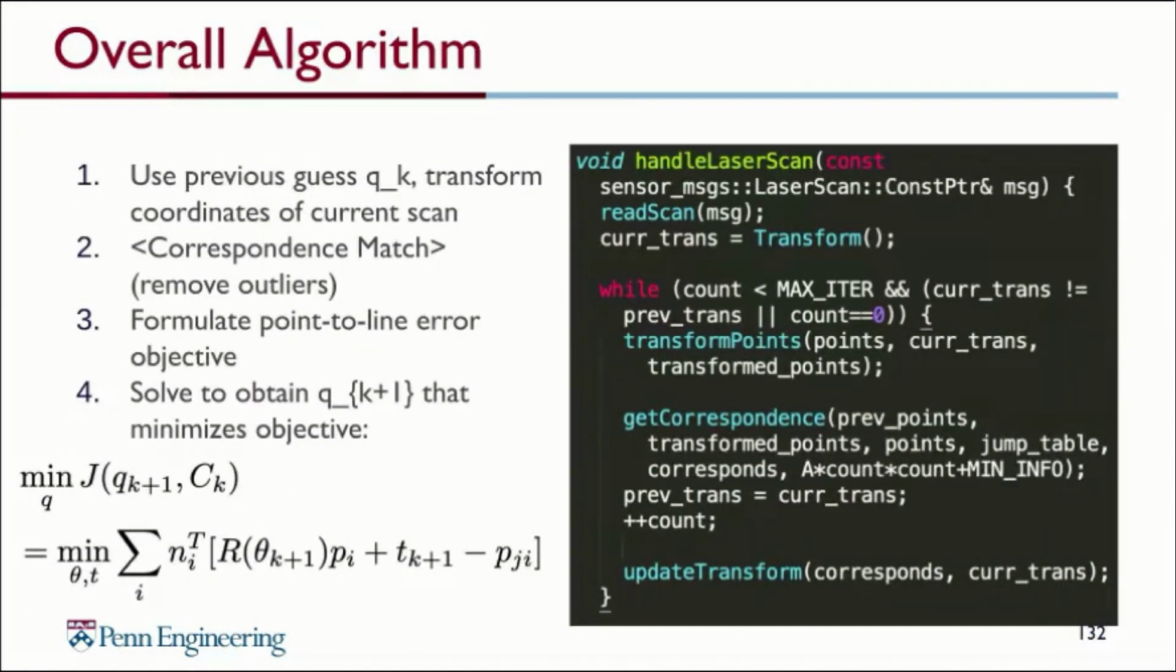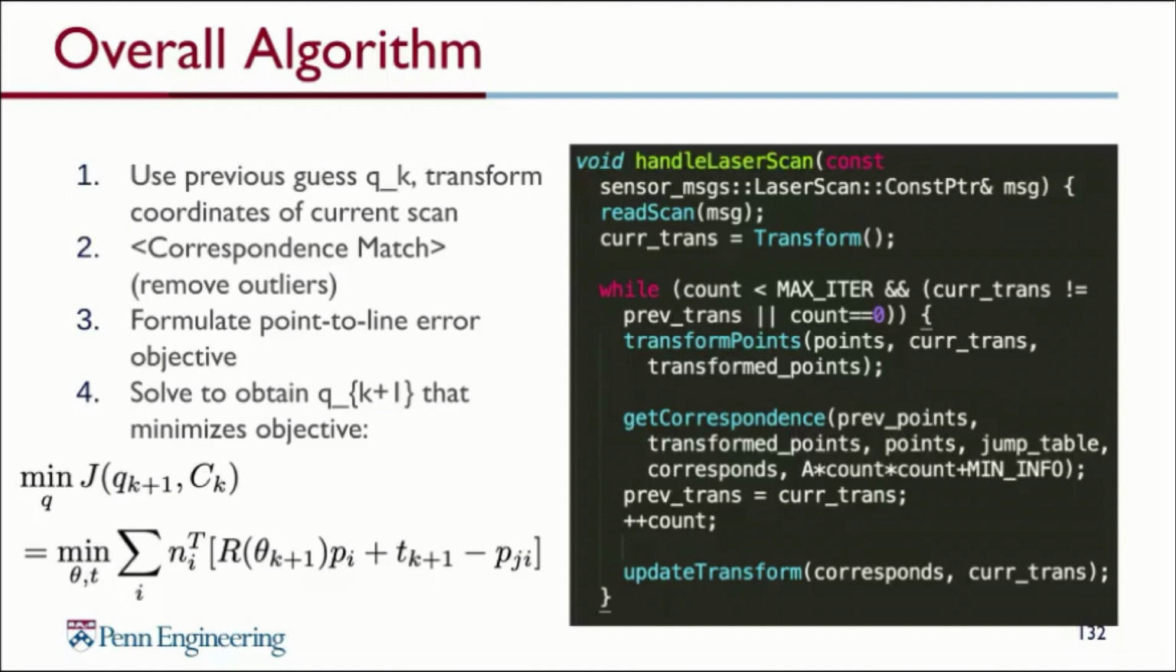Now, given this objective, we then solve the optimization problem, which tries to minimize the objective function in order to obtain q_{k+1}, or the next best guess. And so more formally, the optimization problem minimizes over theta and t, which define this rotor transform q, in order to minimize the objective function J.